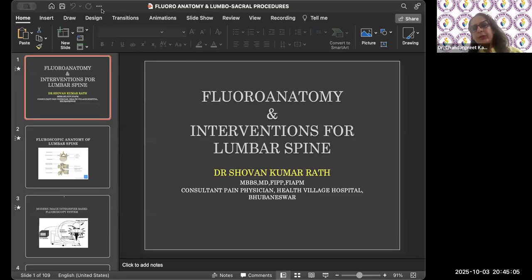As yet, I don't see any questions, but I do have one thing. If you can elaborate, before taking up the patient for any fluoro-guided procedure in the OT, what are the standard precautions we should take, like IV cannula, and what are the things that we should do on the patient before we even start the procedure?